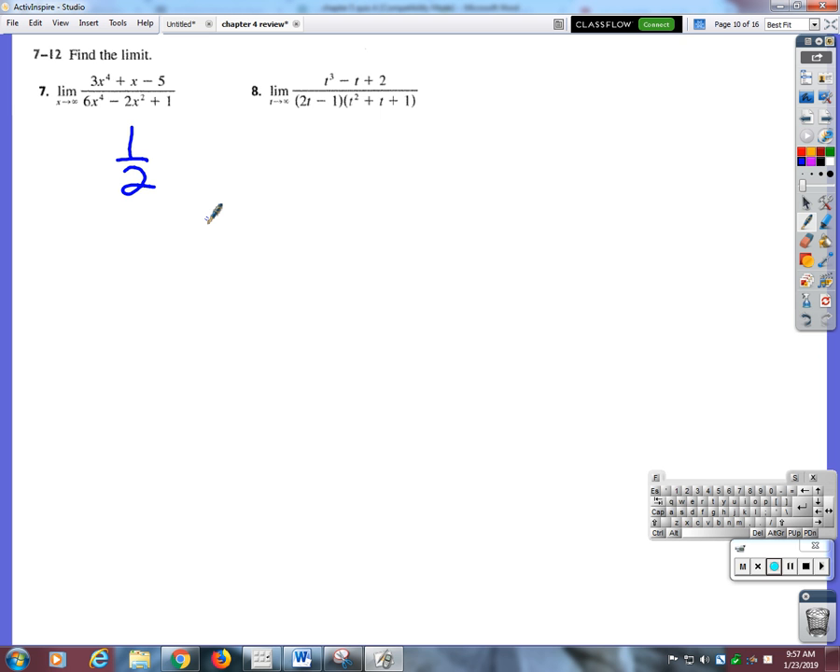The limit is 1/2. Highest power on top term, so this term right here is the highest one on the top. Highest power on the bottom term is 6x to the 4th. 3x to the 4th divided by 6x to the 4th is 1/2. Donezo.